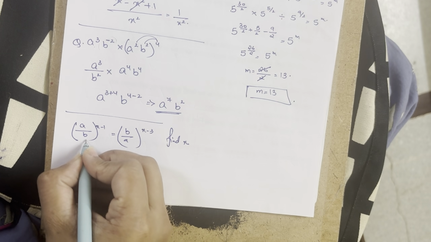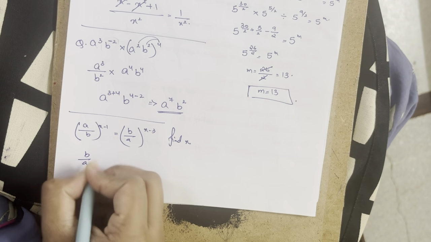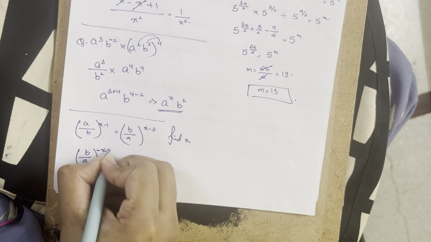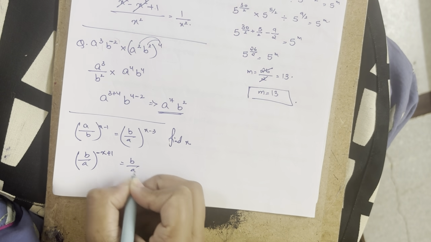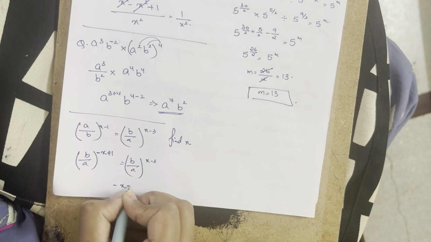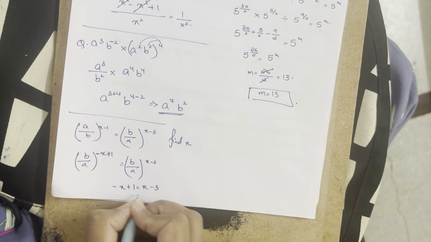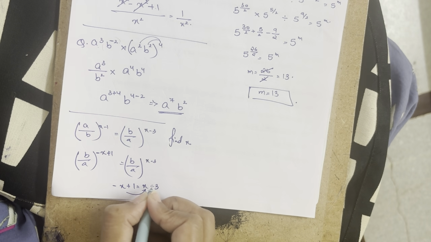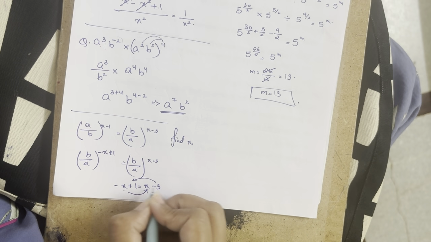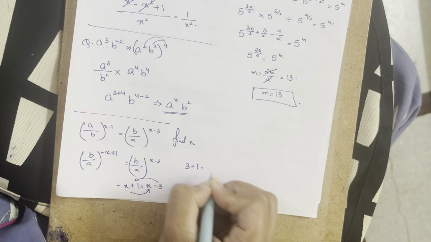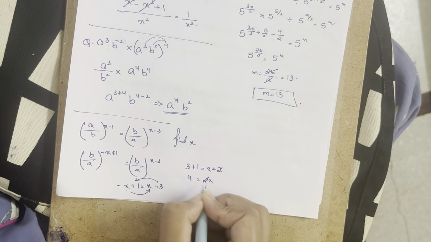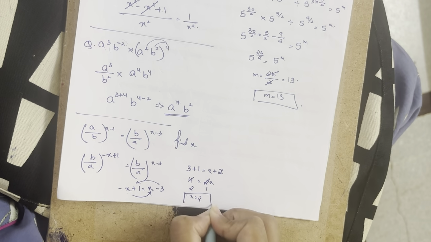So I will flip this only. So b by a to the power minus x, minus into minus plus 1, is equal to b by a to the power x minus 3. Bases are same, now you can equate the powers. So it becomes minus x plus 1 is equal to x minus 3. Bring all the x terms together and the numericals to one side. So 3 comes here. 3 plus 1 is equal to x plus x. That is equal to 2x, here 4. 2 ones are 2s are. So x is equal to 2 is what you get for this one.